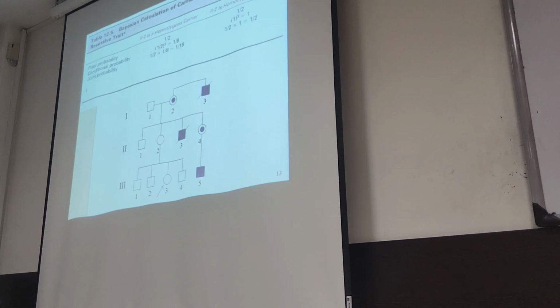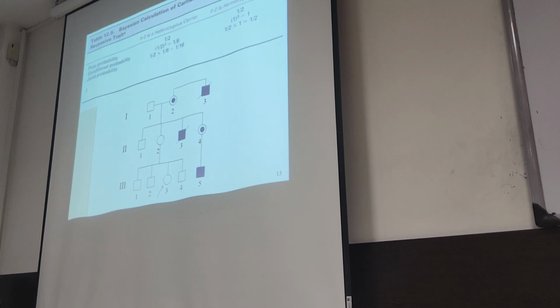And the joint probability, what was the joint probability? Multiplication of prior and conditional. Prior probability multiplied by conditional probability for each event. Okay? Prior probability for this event is 1 out of 2. Conditional probability is 1 out of 8. Joint probability is 1 out of 2 multiplied by 1 out of 8, which is 1 out of 16. Okay? So, and the exact probability, this part is not very important, okay? Because she is normal homozygous, so we don't care about this number.